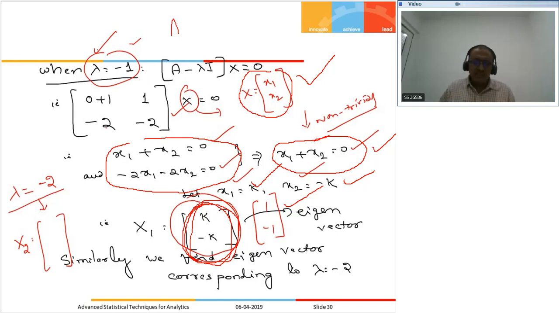That means this is my eigenvector. From this, you can give any value to k. Here in this case, I have given the simplest value for k, that is k equal to 1. Therefore, 1 comma minus 1 is my eigenvector corresponding to lambda equal to minus 1. Now similarly, I have not done the calculation, but repeating the same process for lambda equal to minus 2, we will get the corresponding eigenvector.